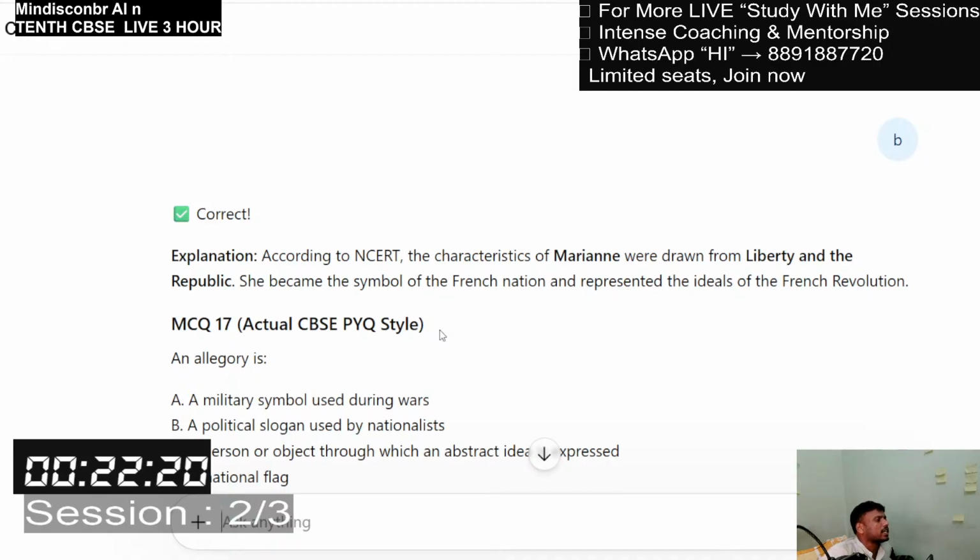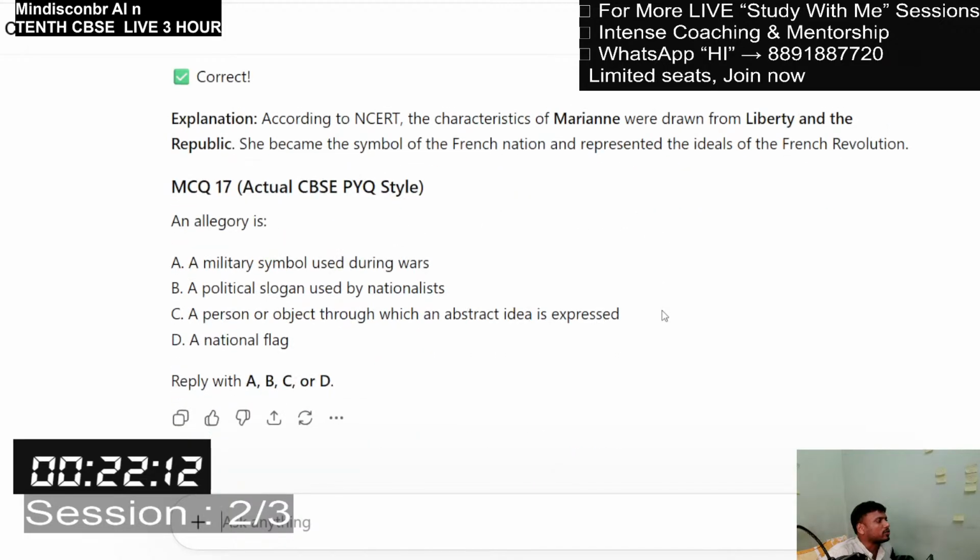According to NCERT, the characteristics of Marianne were drawn from liberty and the republic. She became the symbol of the French nation and represented the ideals of the French Revolution. An allegory is a person or object through which an abstract idea is expressed.